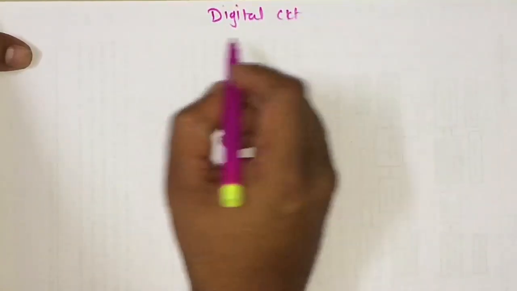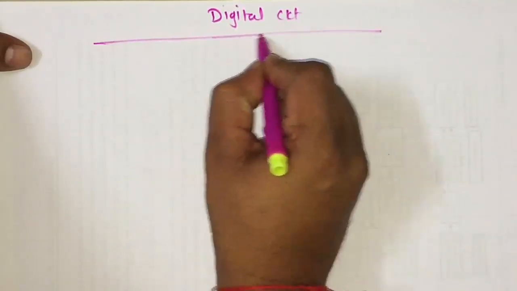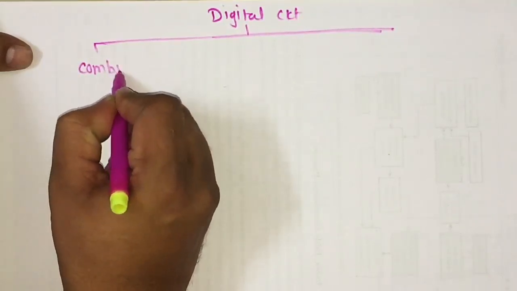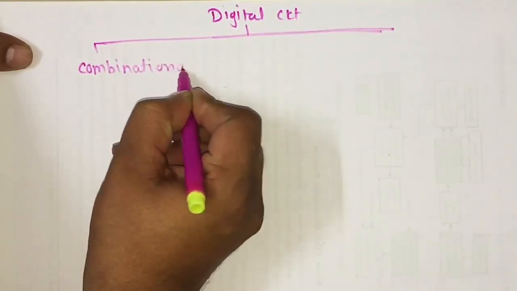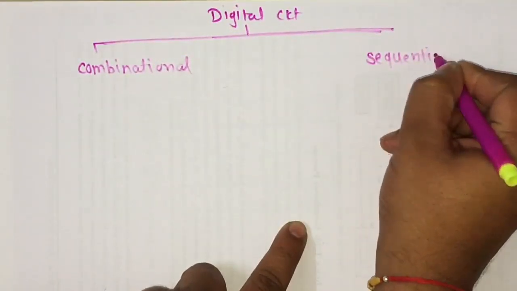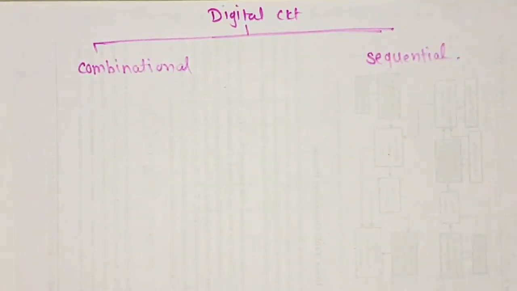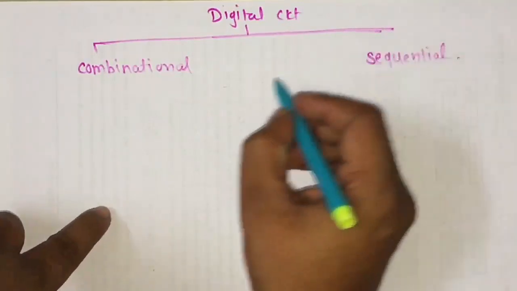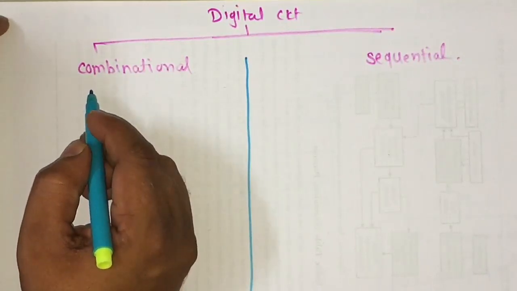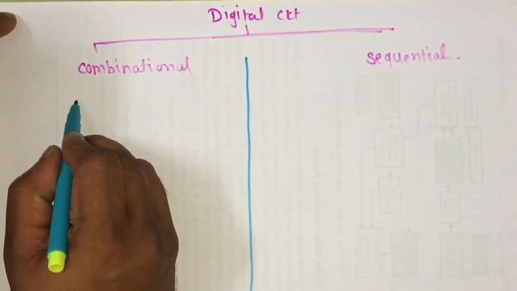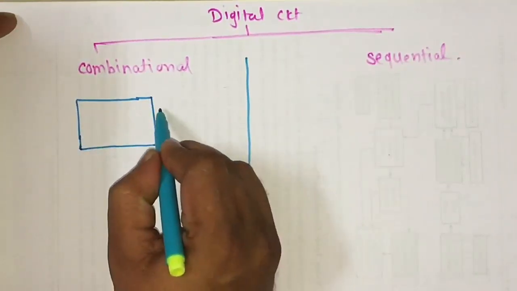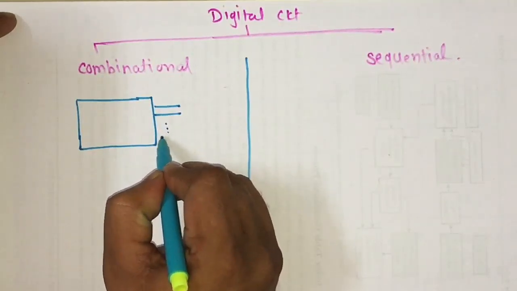Digital circuits are broadly categorized into two types. There are two types of digital circuit. One is combinational and the other one is sequential. We will see the difference between the combinational and the sequential. So what is meant by the combinational circuit? The combinational circuit is one in which the output of the circuit depends only on present input.